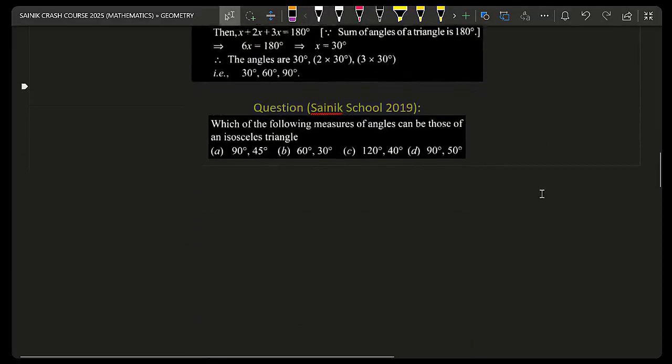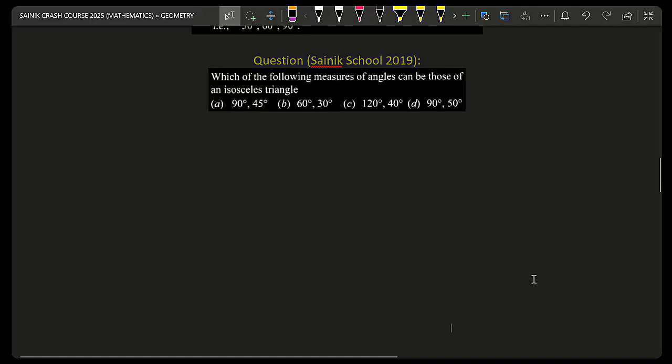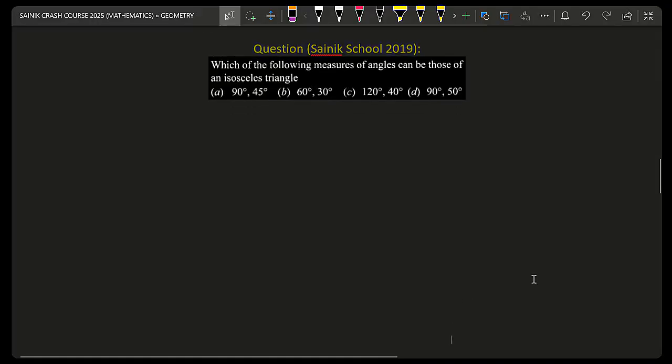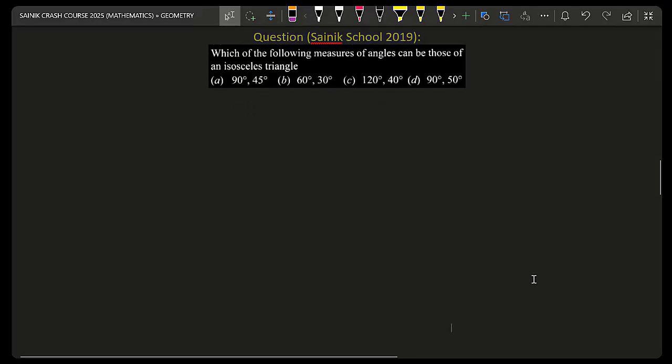And next question, again you can see same 2019 paper, one more question based on angle sum property. So 3 into 2, 6 marks from the same concept. Which of the following measures of angles can be those of an isosceles triangle? Sir, option C. Sriyash, you want to answer this? Yes, sir. Okay.